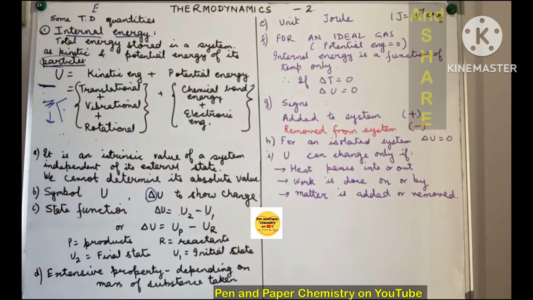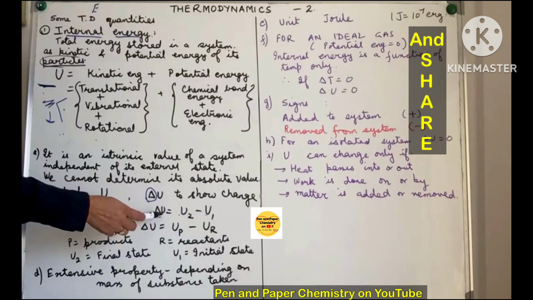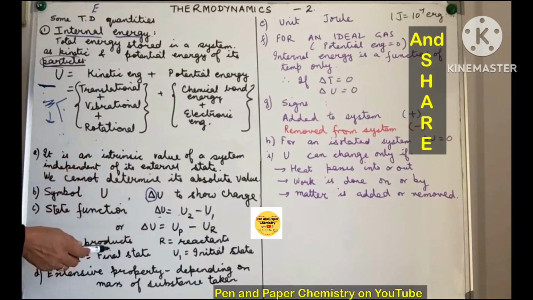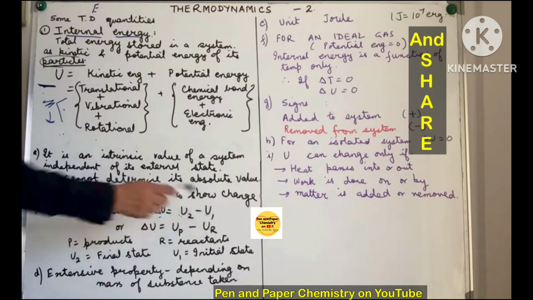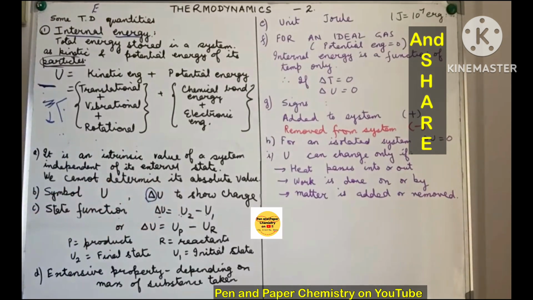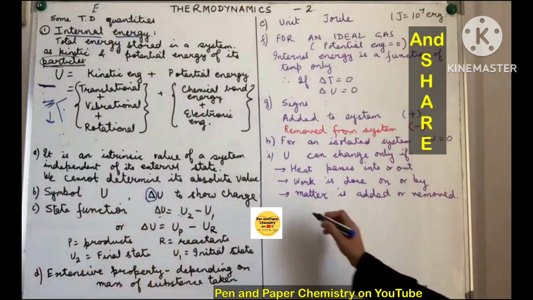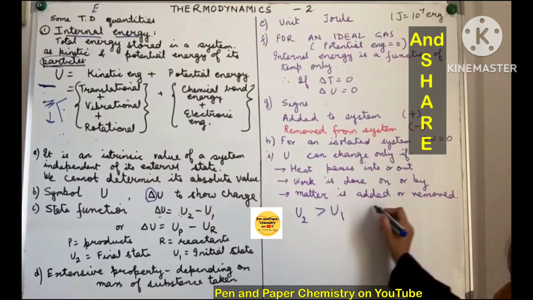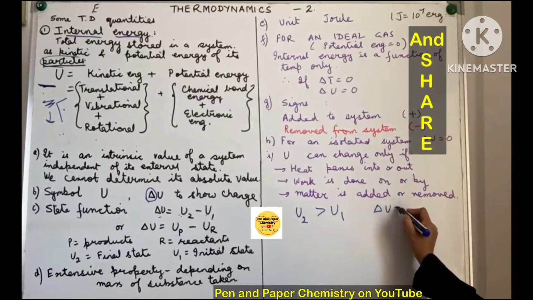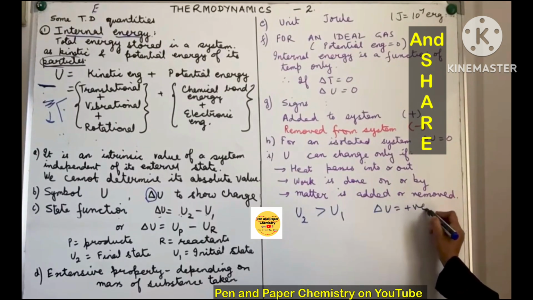Now, why are we talking about final or initial when we can't measure it also? Because this will tell us whether energy is released or absorbed. So if the energy of the final state is more than the energy of the initial state, so let us suppose delta U is U2 minus U1. If your U2 is greater than U1, in that case delta U will be positive.